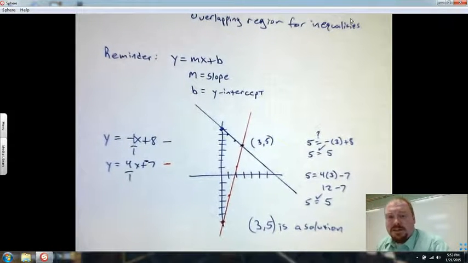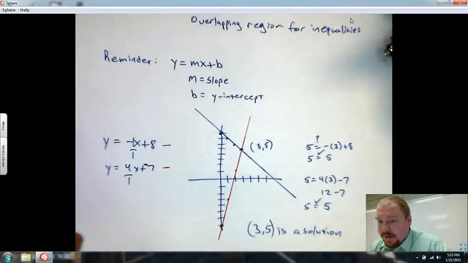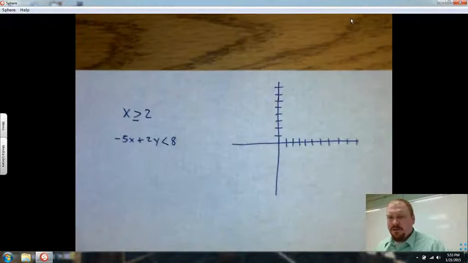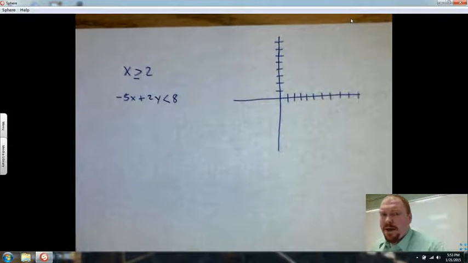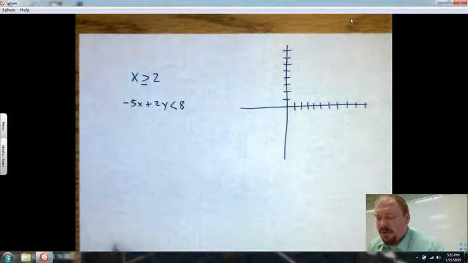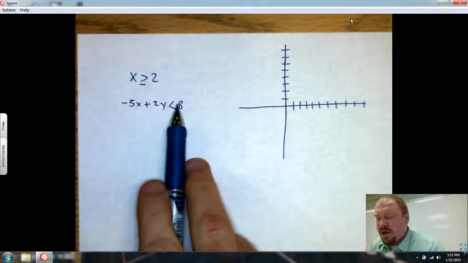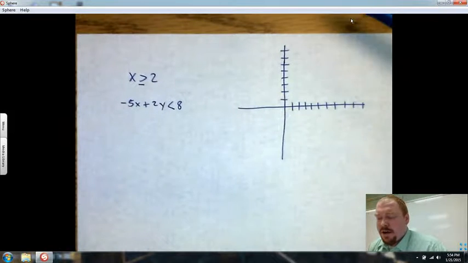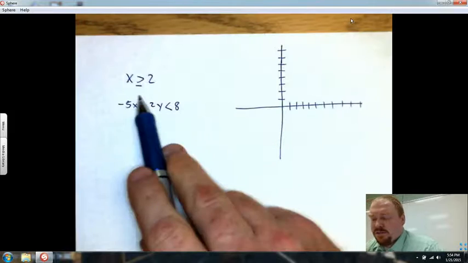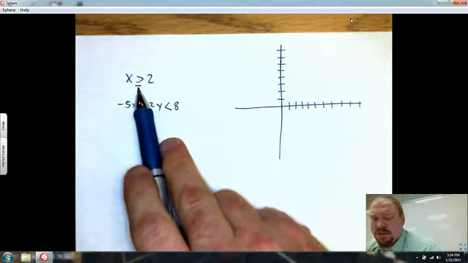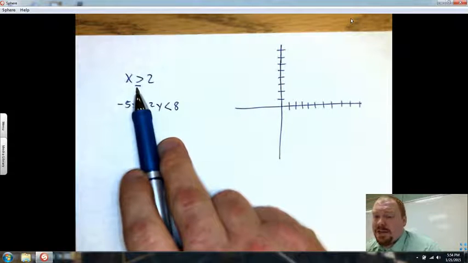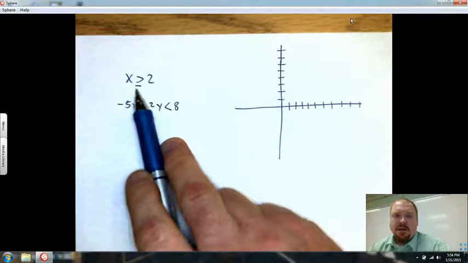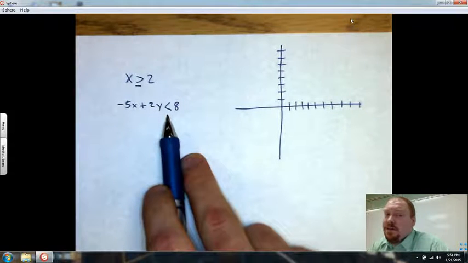So that's how you solve a system of equations. Now, if it's a system of inequalities, it's a little bit different. In this problem, I have x is greater than or equal to 2, and negative 5x plus 2y is less than 8. Now, recall that with inequalities, if the line is underneath the greater than or less than sign, when you graph this, it's a solid line. However, if it does not have equal to, you will make a dashed line.